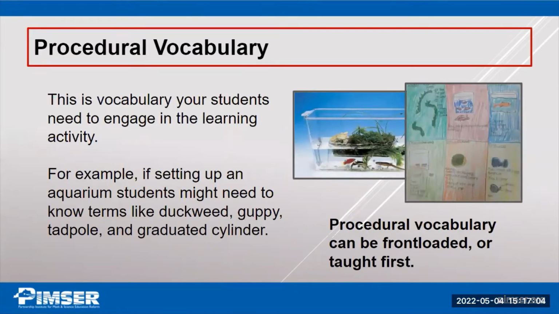Procedural vocabulary is that vocabulary your students need to have to successfully be able to engage in a learning activity. For example, if you were setting up an aquarium with your students, they might need to know terms like duckweed, guppy, tadpole, and graduated cylinder to be able to follow the directions and set up their small aquarium. Procedural vocabulary can be front-loaded or taught first. Think of it as putting a name to an object or an action so that students can follow directions.